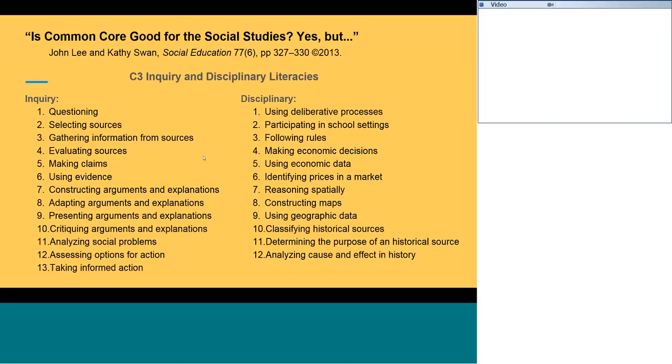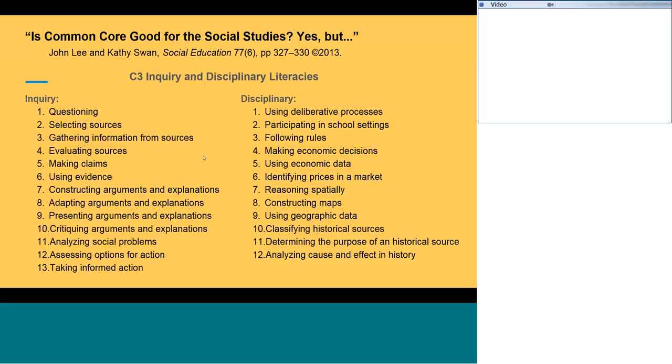John Lee and Kathy Swan argued that the Common Core provides an incomplete set of competencies. The article goes on to outline 3 important ways that the College, Career, and Civic Life Framework builds on the Common Core. Number 1 is to elevate literacy to meet the purpose of academic inquiry and civic action. Number 2 is to expand the disciplinary context to give equal footing to civics, economics, geography, and history. And number 3 is details literacies that are essential for college, career, and civic life.